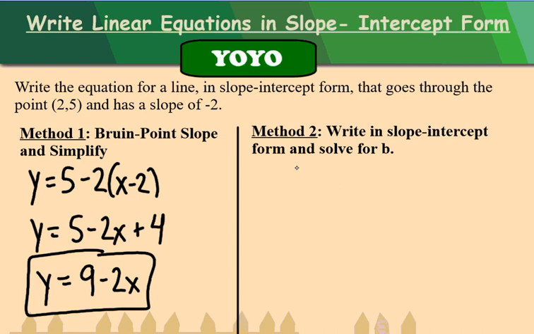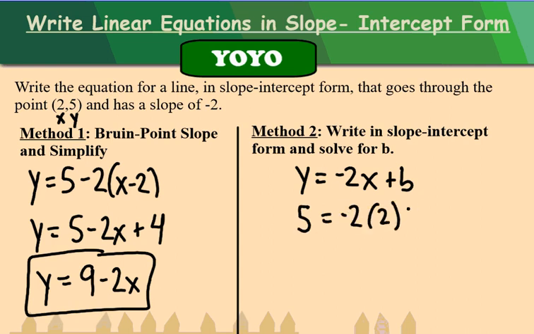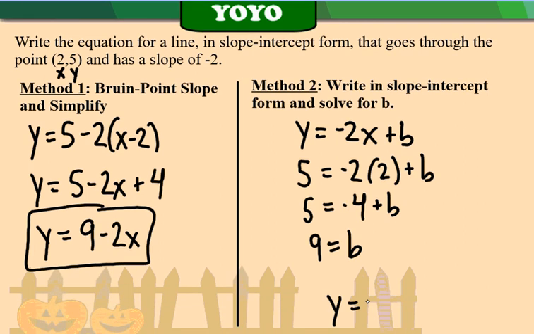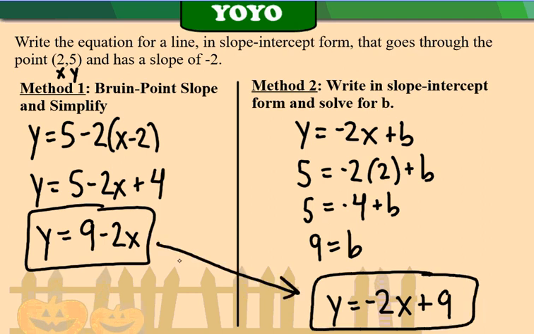Method number two would be start by writing y equals mx plus b, but I know m is the slope, and m is negative 2. Now I use 2 as my x and 5 as my y, so I'll put 5 in for y, and I put 2 in for x, and I'm trying to find the y-intercept because this is a point on the line that is not the y-intercept. I then get 5 equals negative 4 plus b. Add the 4 over the other side, and I get my y-intercept is 9, which is the exact same thing I got over here. And then I write my entire equation, negative 2x plus 9, mx plus b. Exact same answer, just two different ways of doing it.